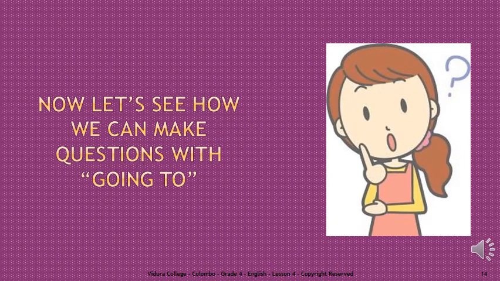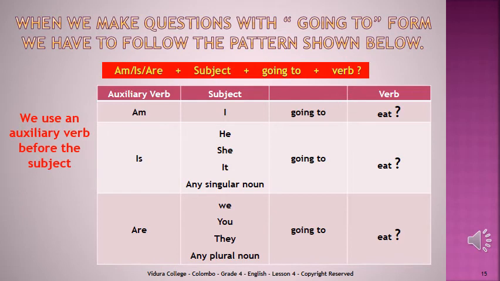Children, now let's see how we can make questions with going to. My dear children, when we make questions with going to form, we have to follow the pattern shown below. Same as the affirmative sentences and the negative sentences, I have given you a table for your ease. Here, first I have mentioned the auxiliary verb. In the second column, I have given you the subject. In the third column, going to. Finally, the verb with a question mark.